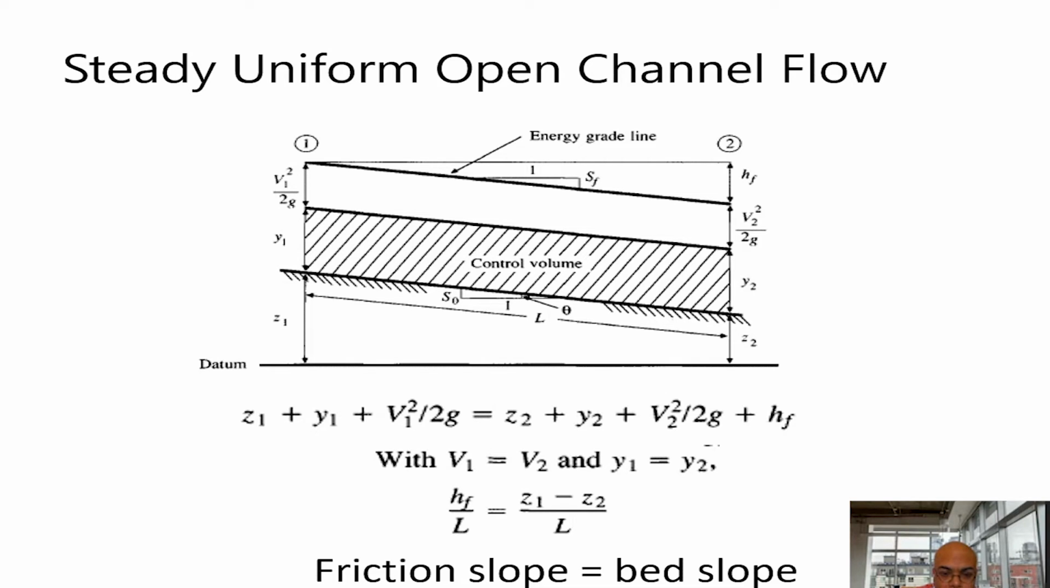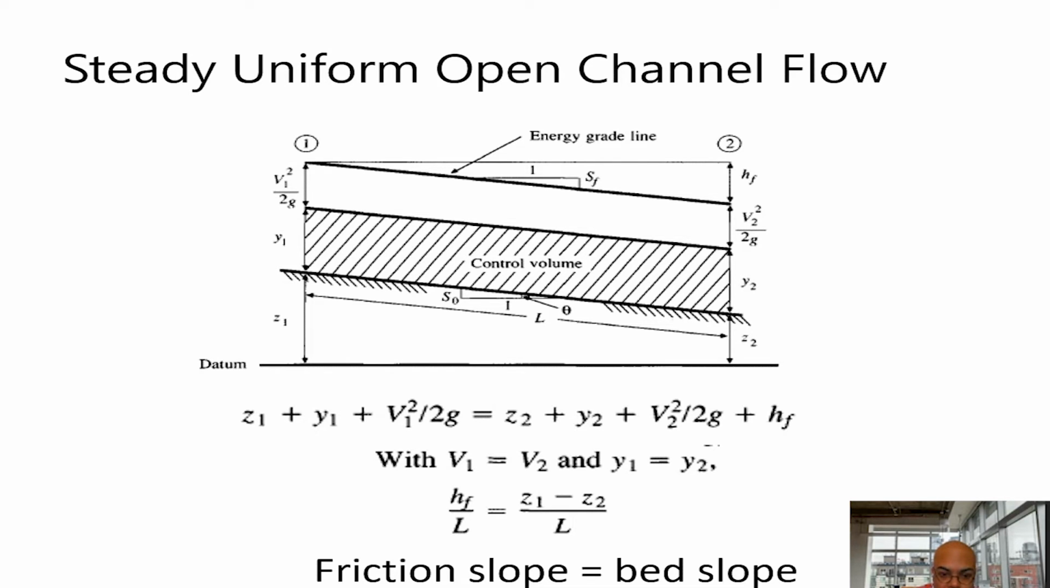So for uniform open channel flow, for a prismatic channel, the flow depth is the same throughout. So at both sections, y1 is equal to y2. Since y1 is equal to y2 and it is a prismatic cross section, prismatic means the cross section is constant in the flow direction.